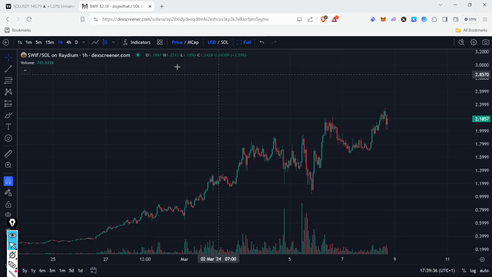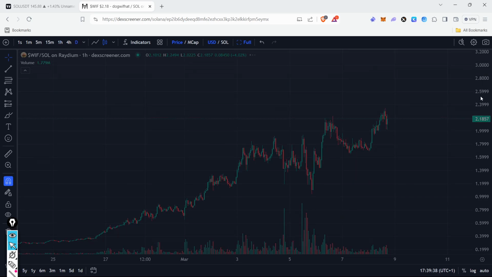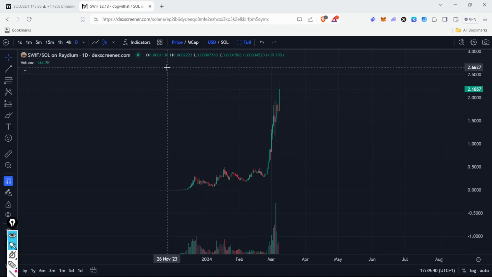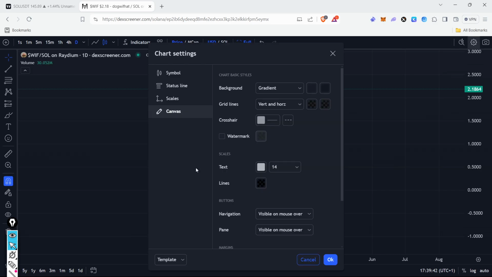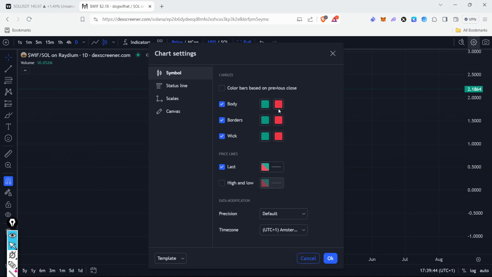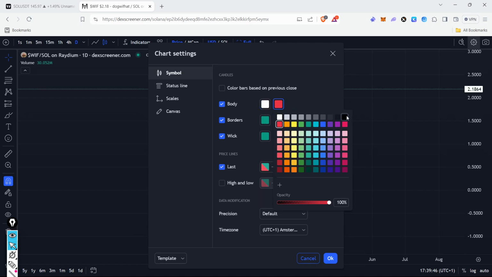The dog with the hat. What a sensation that has been, huh? Bro, I really don't understand. Sometimes you need to left curve everything. Let me just change the symbols real quick while I yap.